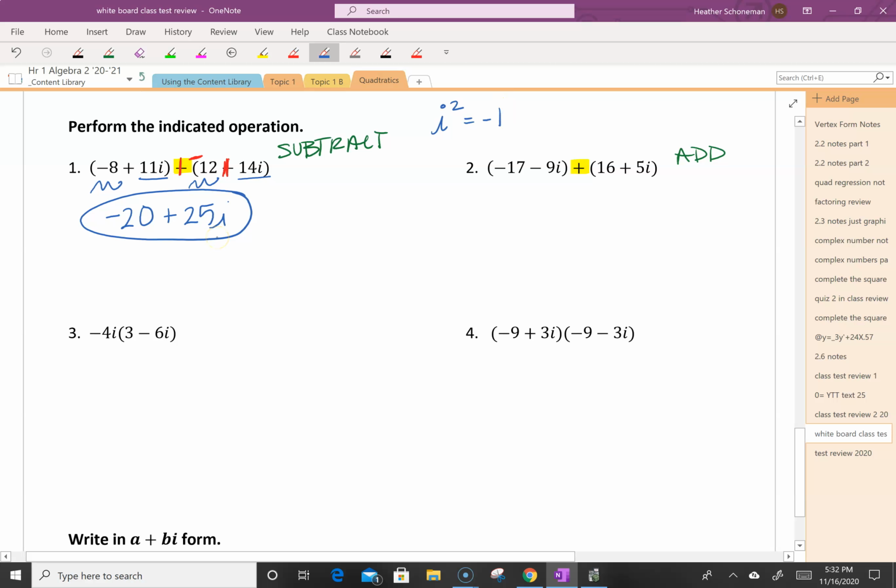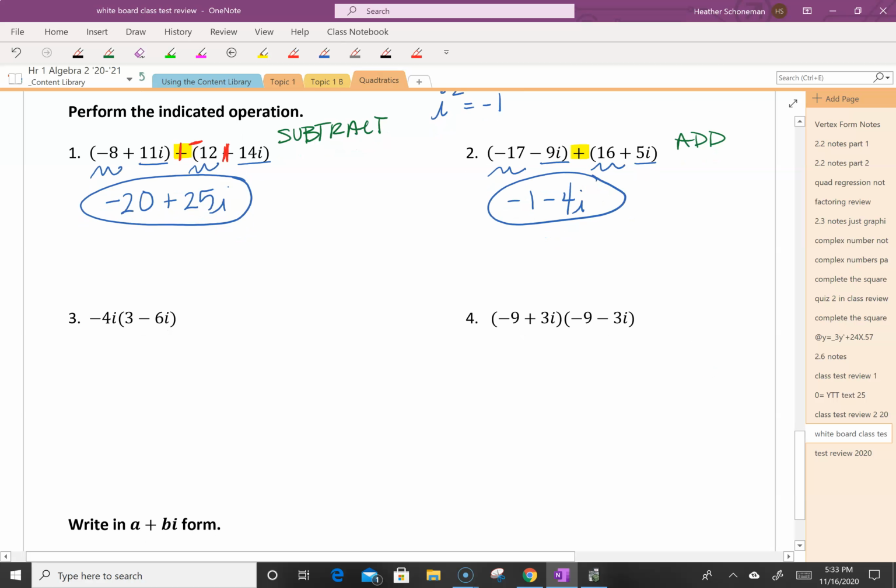I squared equals -1. I don't have an i squared. I get i squared by multiplying i times i. I did not do that. I combine like terms. On this one, it's a plus sign. So because it's a plus sign, I don't need to change anything. -17 and 16 is -1. -9i and 5i is, whoops, that is not what I want to write. -4i. I'm done. That's it.